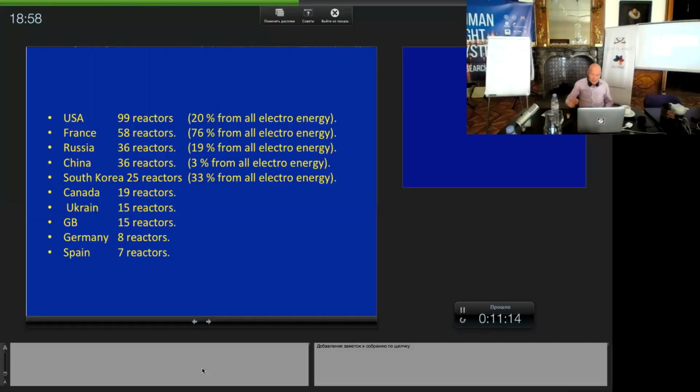A good friend of mine was the deputy director of the National Institute of Atomic Energy for many years, and they are constructing nuclear stations worldwide in different countries.